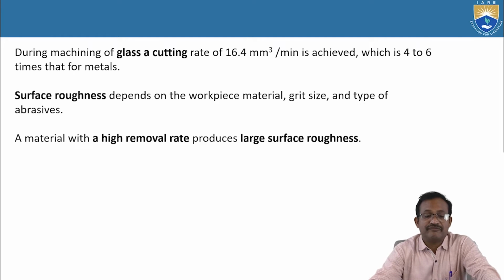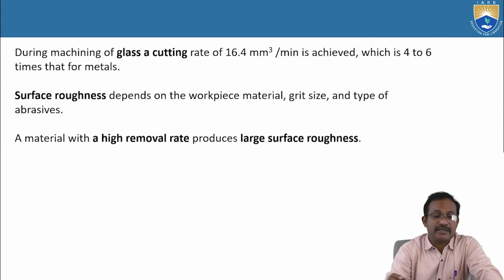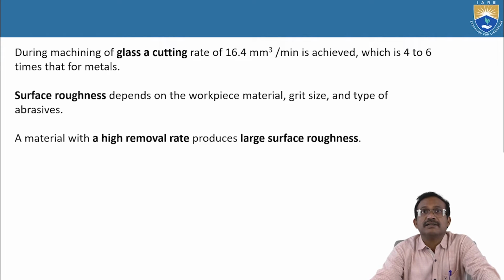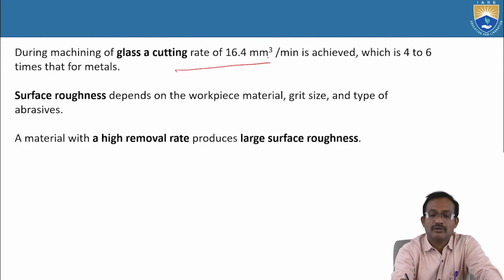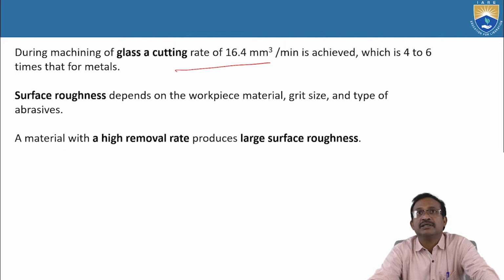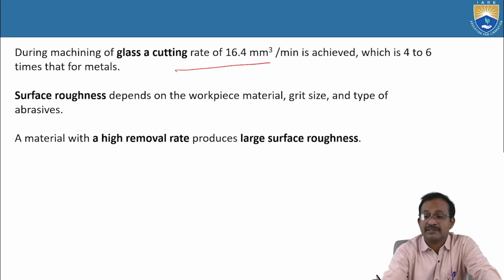Some additional information about this abrasive water jet machining: glass cutting, of the brittle material category. During the machining of glass, a cutting rate of 16.4 cubic millimeters per minute is achieved. For glass materials, it is 16.4 cubic millimeters per minute, which is 4 to 6 times that for metals.